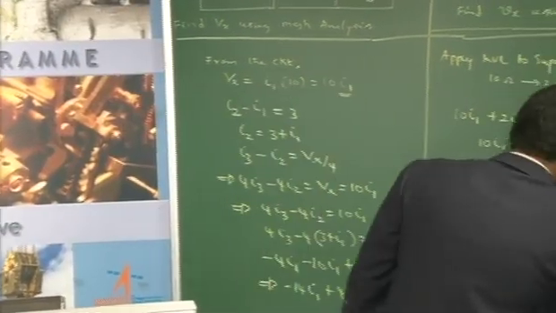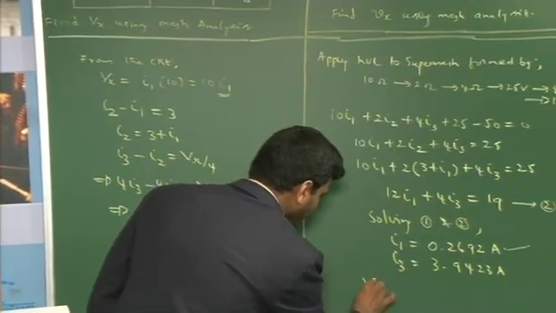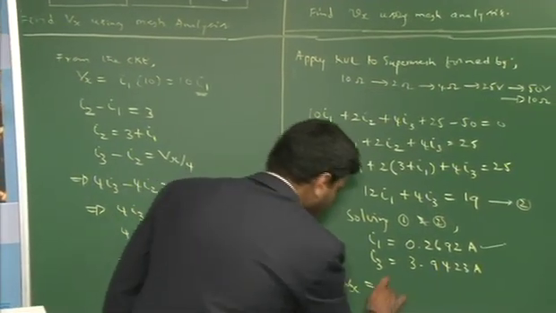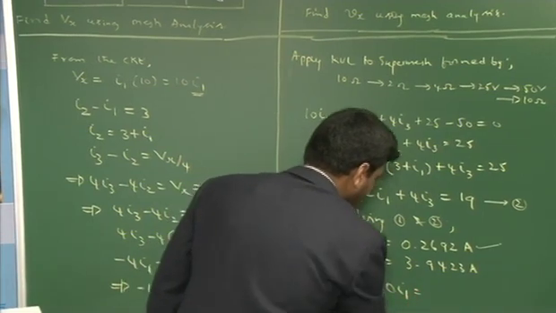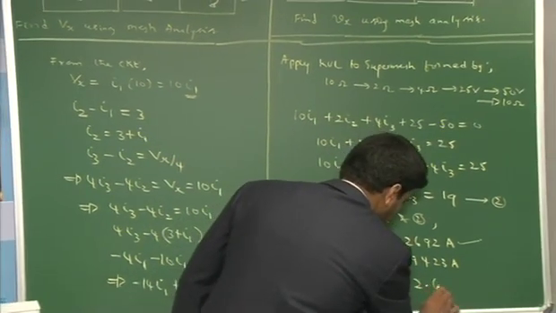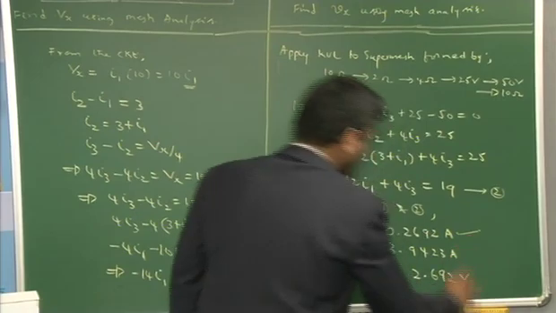So, now I1 we have found. Our objective is to find Vx, which is equal to 10 times I1, which will be given as 2.692 volts.